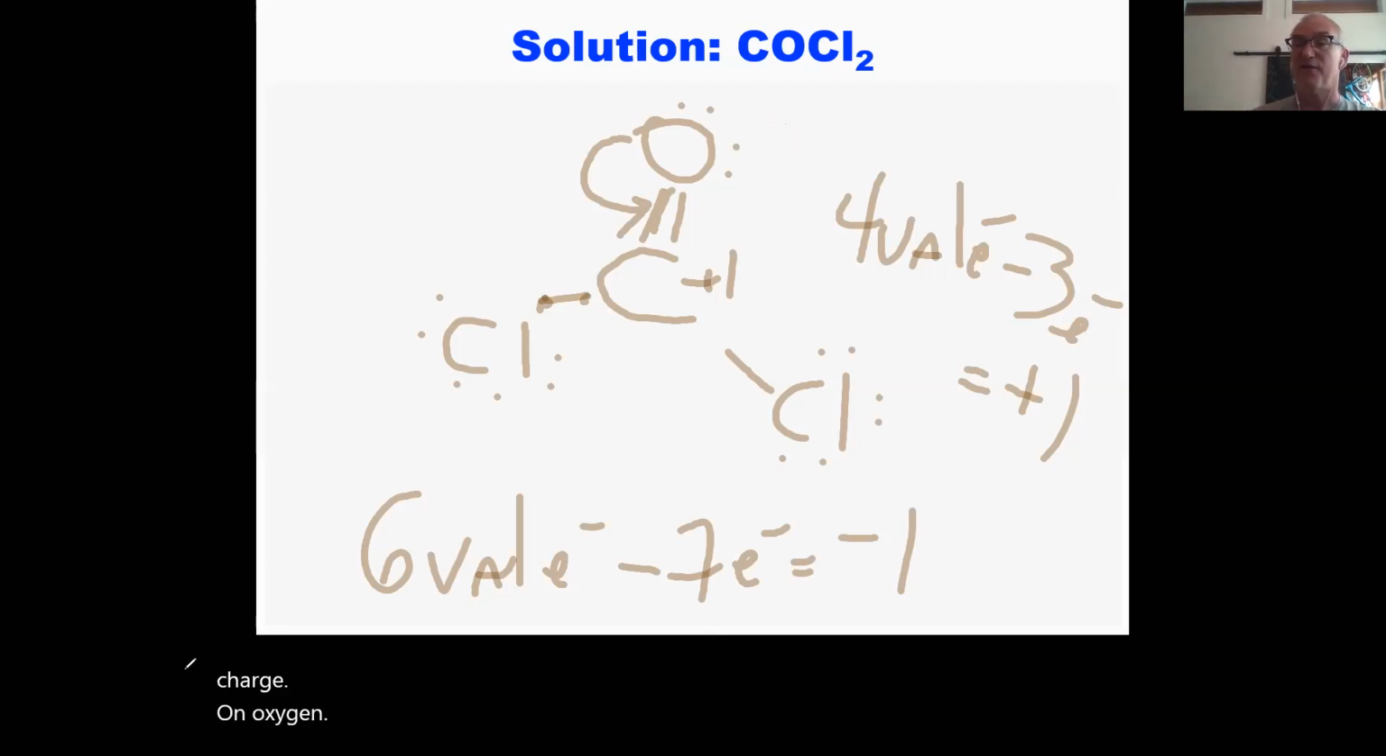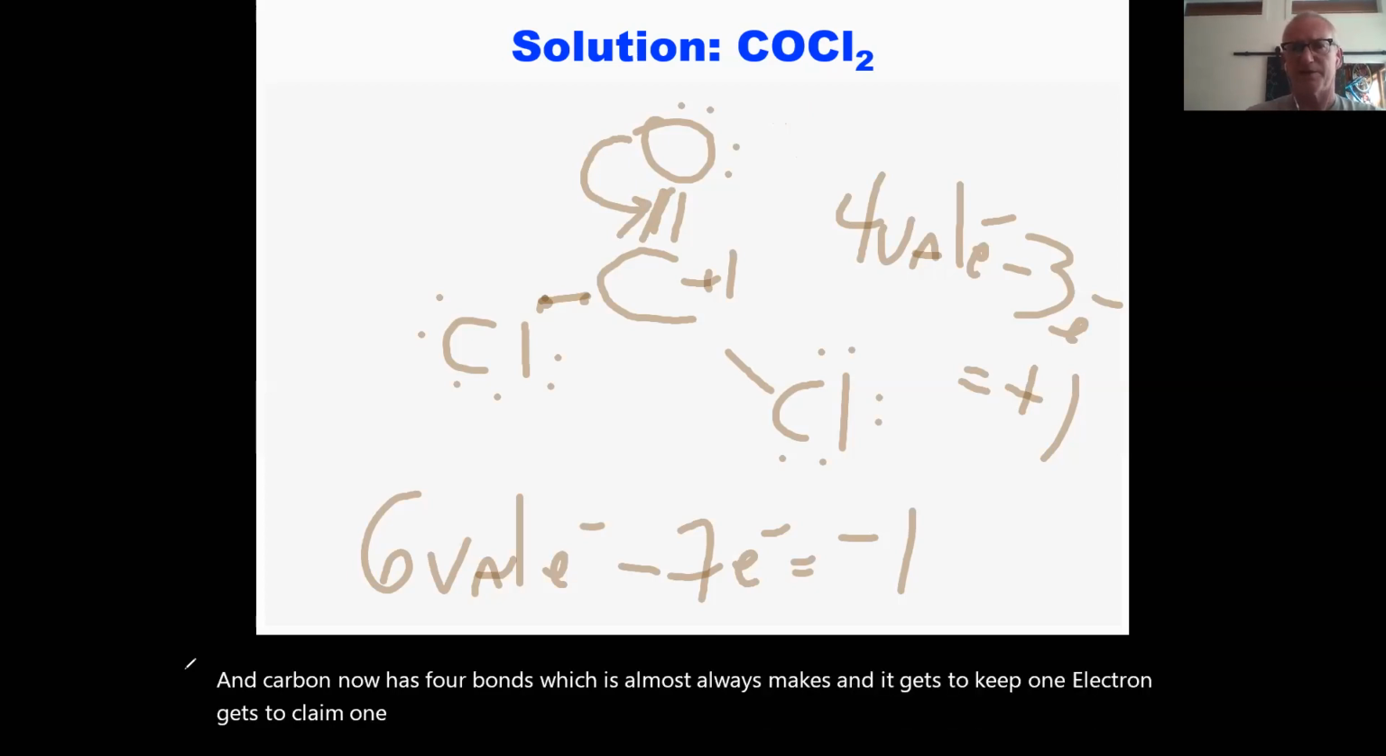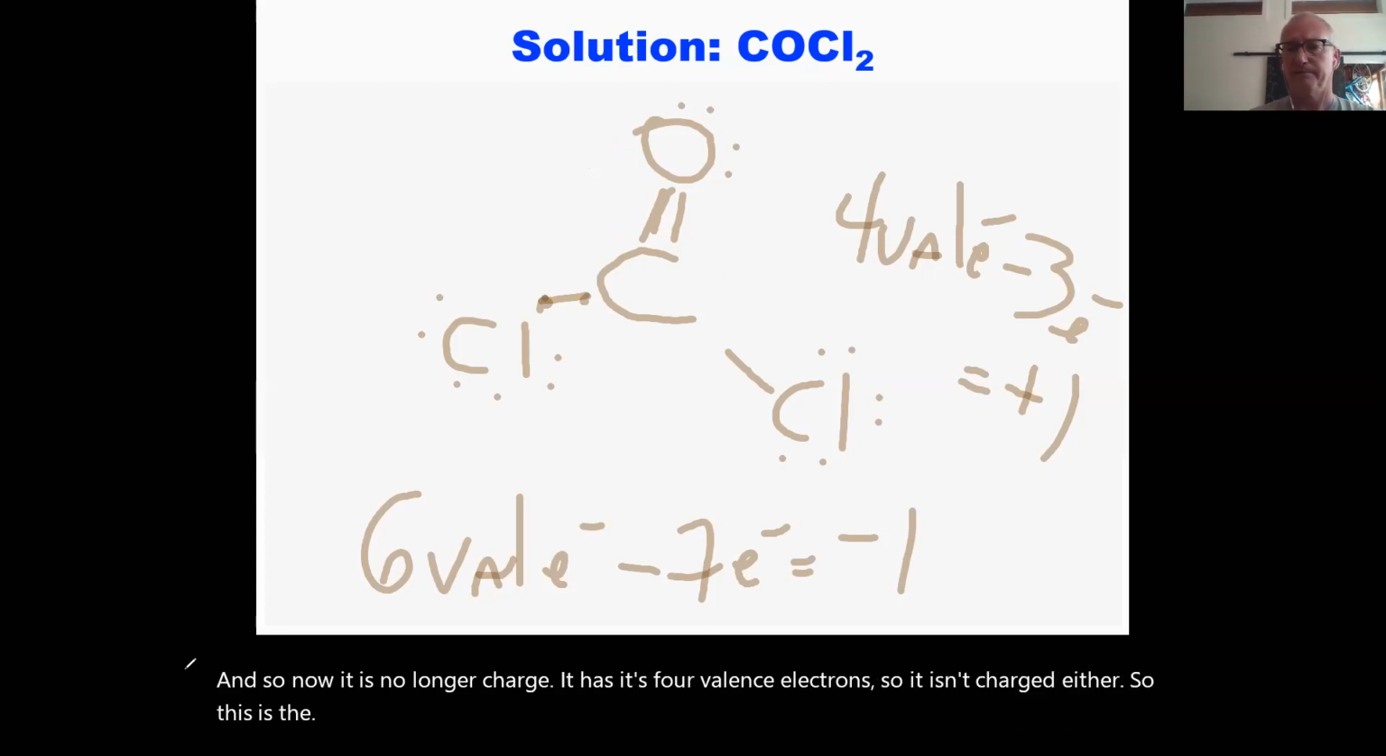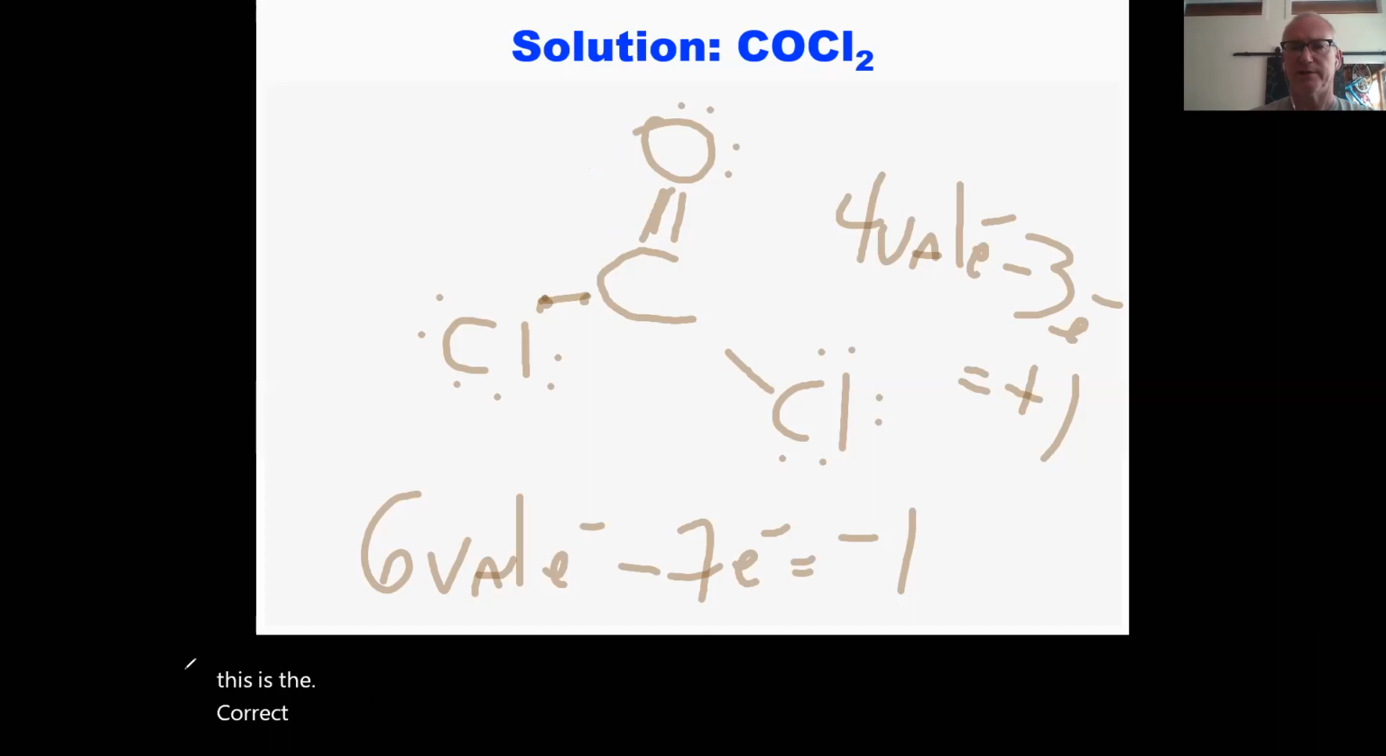And carbon now has 4 bonds, which it almost always makes. And it gets to claim 1 electron from each one. And so now it is no longer charged. It has its 4 valence electrons. So it isn't charged either. So this is the correct drawing, the correct representation of this particular molecule.